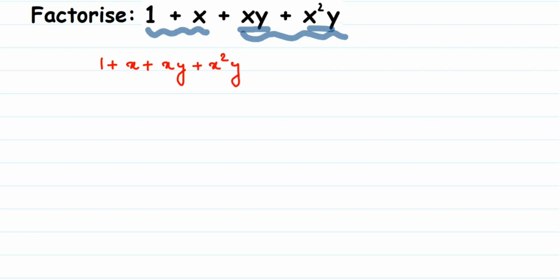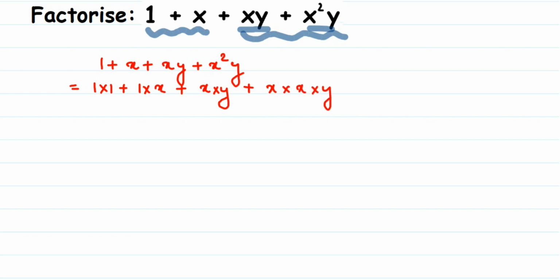Now there is nothing common between the first and second term, which means 1 will be common, because this can be written as 1 into 1, and x can be written as 1 into x. If there is nothing common, 1 will be the common factor. Now plus we have xy, so xy means it's x into y. I am just expanding this to show you how to take the common factors. And then we have a plus sign. Here we have x square y. x square y means there are 2 x present, so it's x into x into y.